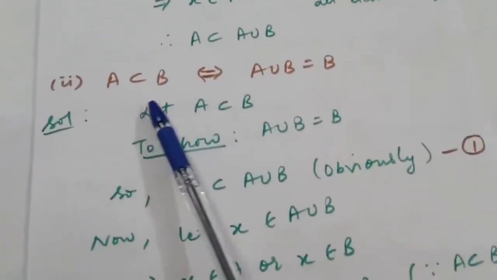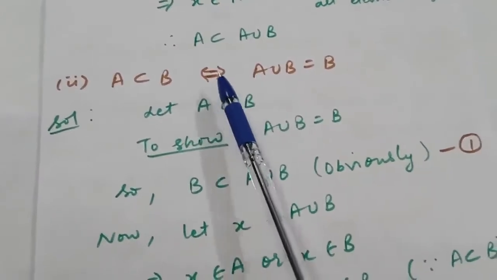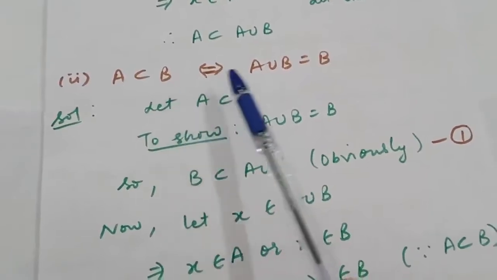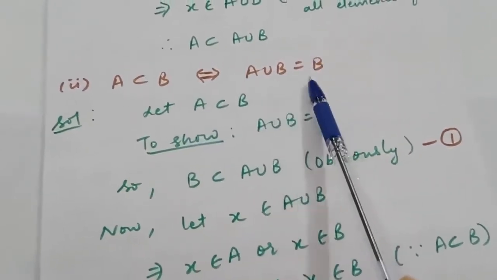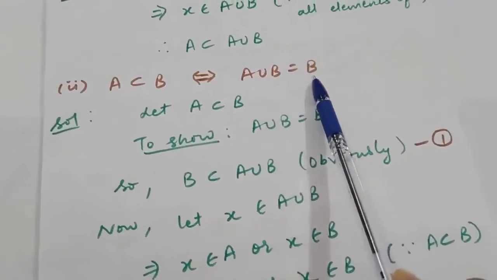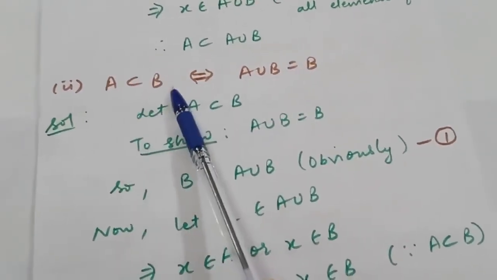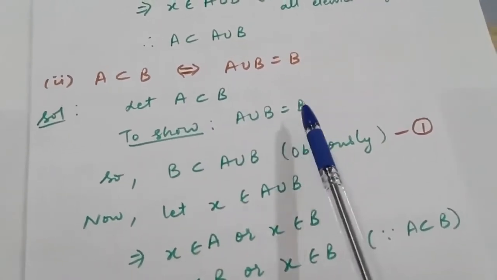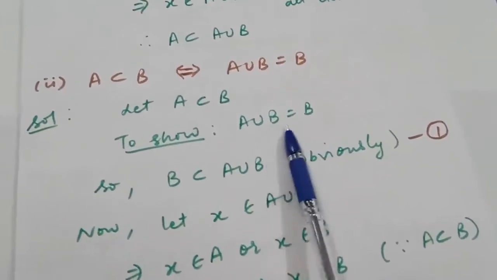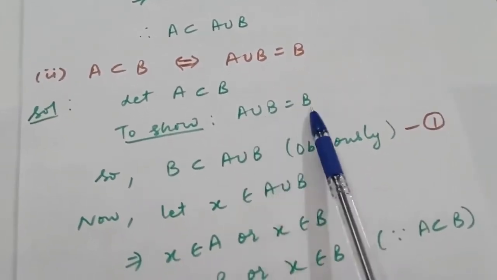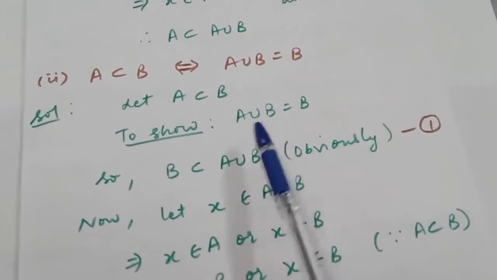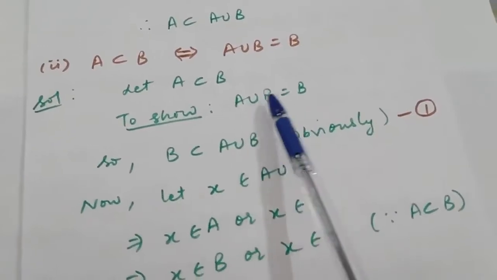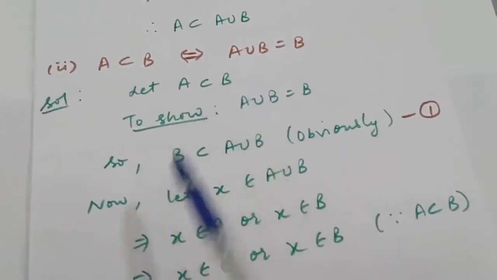Second, this is the symbol of if and only if: if A is a subset of B, then A union B is B, and also if A union B is equal to B, then A is a subset of B. So first, let A be a subset of B; we will show A union B is equal to B. To show that these two are equal, we will show that each is a subset of the other. So B is a subset of A union B, this is obvious. Now we will show that A union B is a subset of B using this condition.